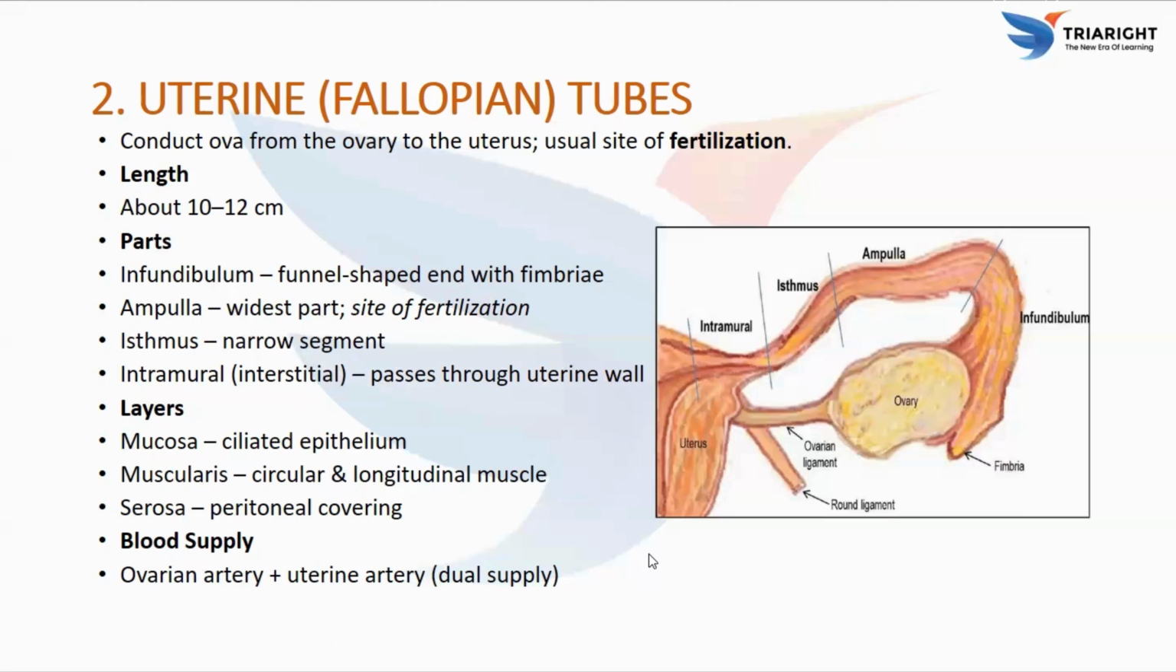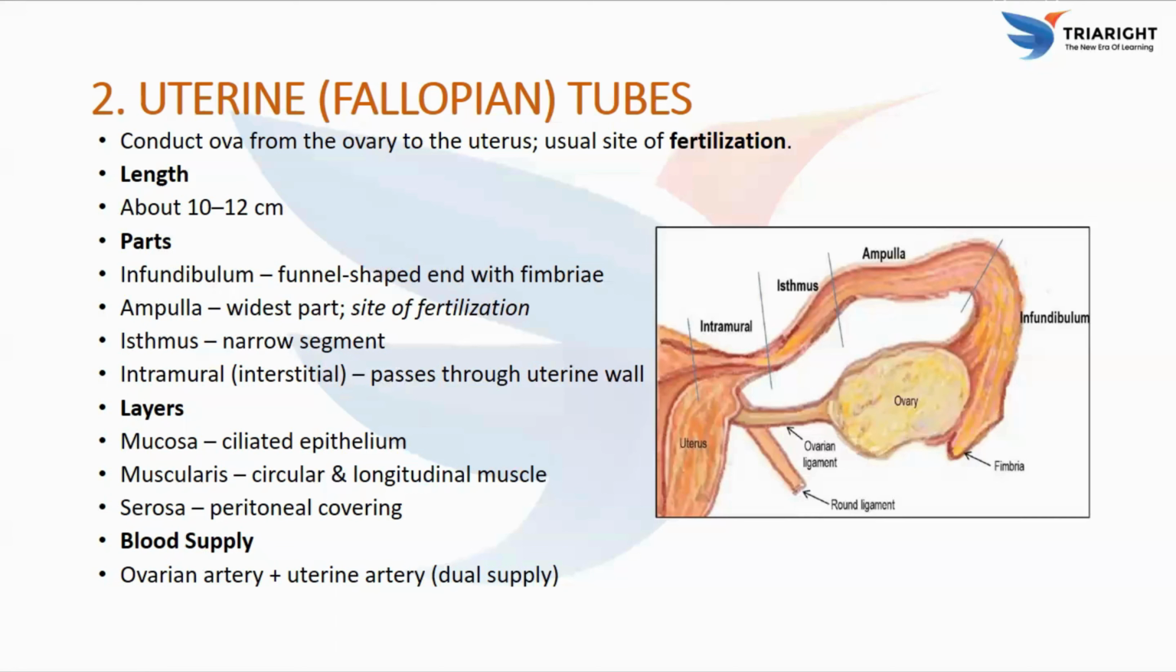Now what are the layers of the fallopian tube? Mucosa, muscularis and serosa. The mucosa is lined by ciliated epithelium. Cilia are nothing but tiny hair-like structures which move the egg towards the uterus. This mucosa also contains secretory cells that nourish the sperm and egg. Hormones affect cilia movement, which is the fastest around ovulation.